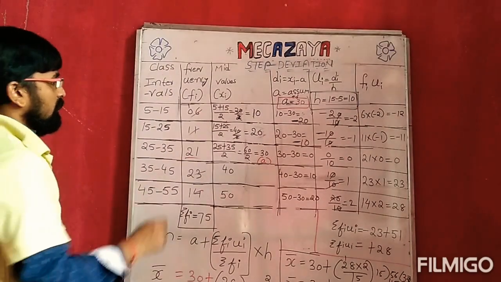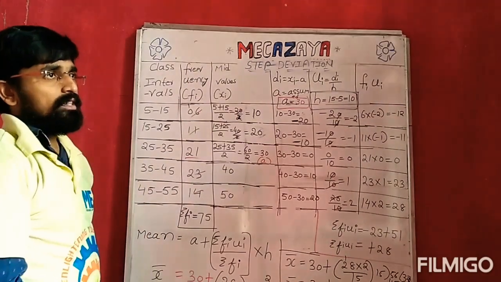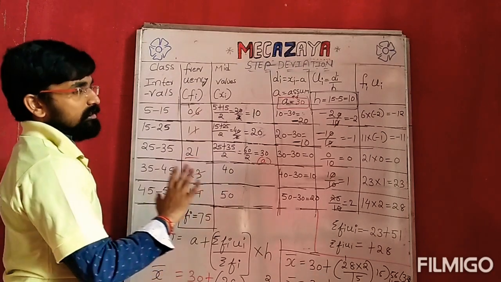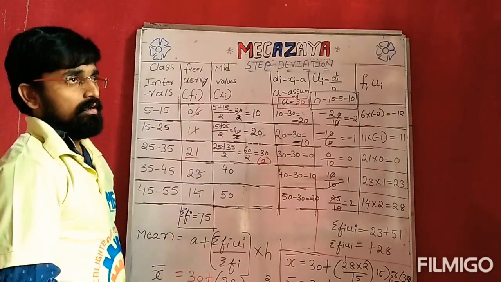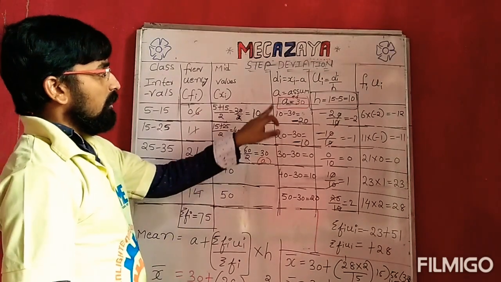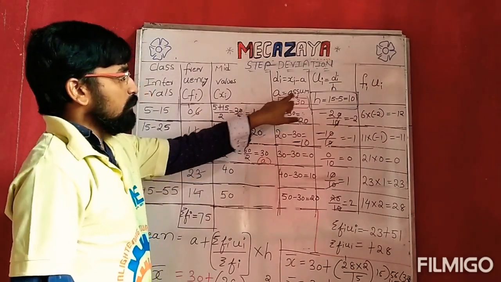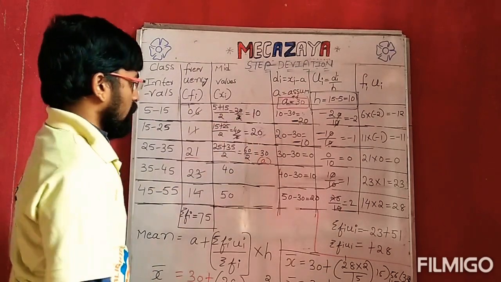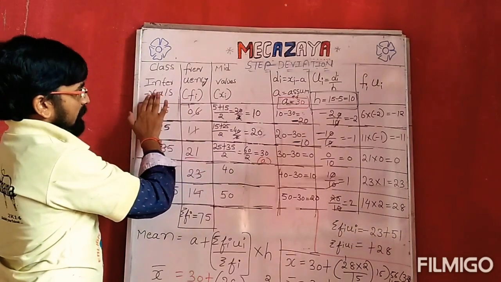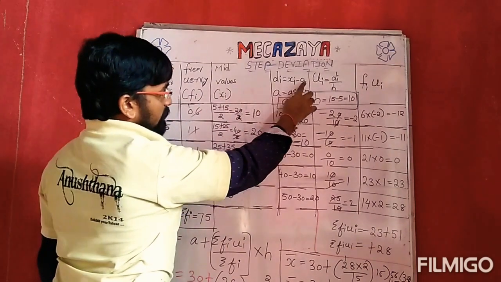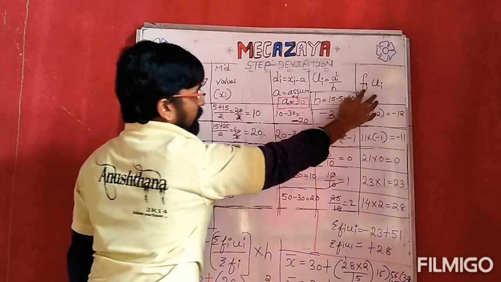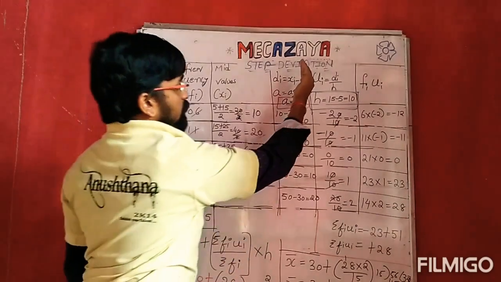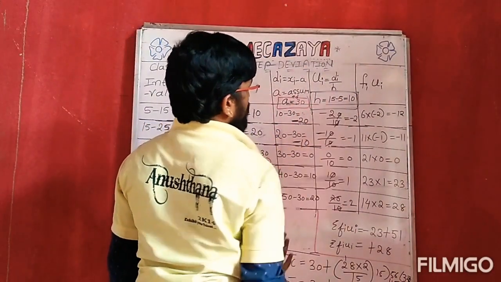So I am repeating here. Given this is the mean, there are three methods: direct method, assumed method, and step deviation method. In the direct method we only use sigma fi xi by sigma fi. In the assumed method we go with a new variable called a, the assumed mean. So di equals deviation, xi minus a. Di equals xi minus a, ui equals di by h, then fi ui. So this is step deviation. Up to here is assumed. If the step is added, it will be step deviation.